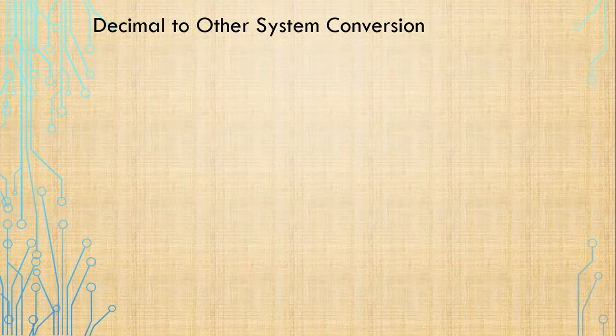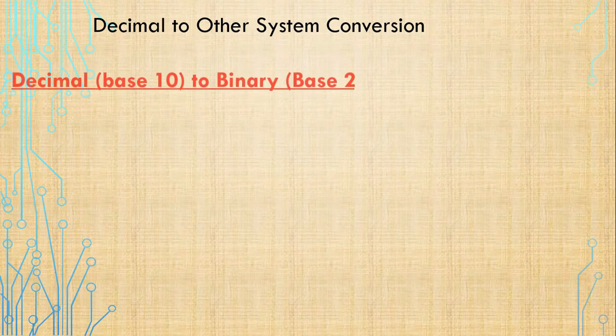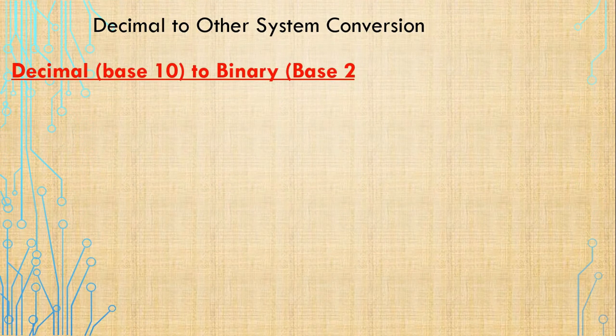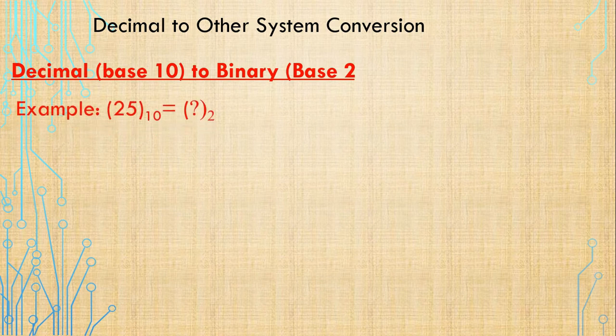Now let's begin from decimal to other systems. Now we shall talk about the decimal, that is in base 10, to the binary, which is in base 2. Now let's take, for example, we have 25 in base 10. We want to convert this value to base 2. Now we should recall that there are only 2 values in the binary system, which is 0 and 1.